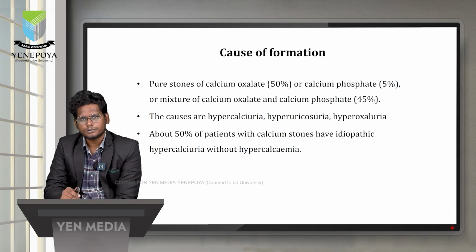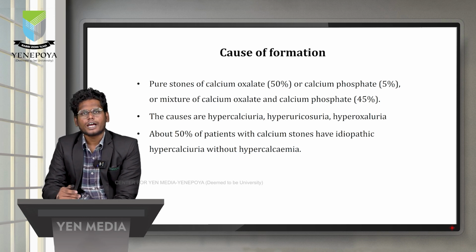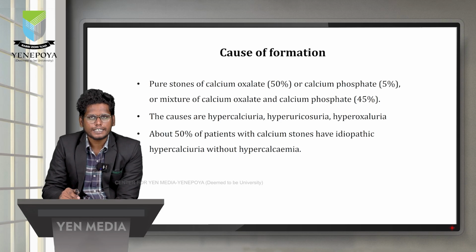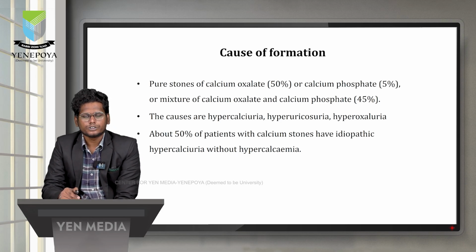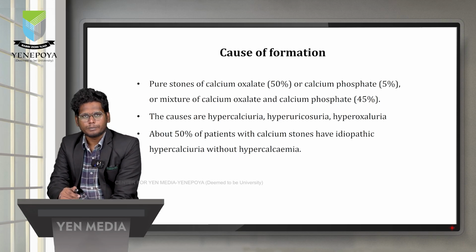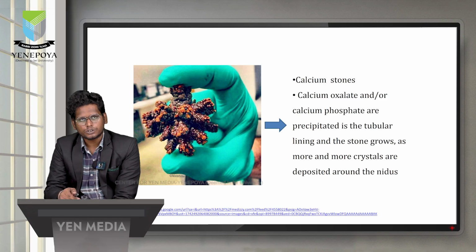So, the causes of calcium stones are hypercalciuria, which is increased excretion of calcium in the urine, hyperuricosuria, which is increased excretion of uric acid in the urine, and hyperoxaluria, which is increased excretion of oxalic acid in the urine. About 50% of patients with calcium stones have idiopathic hypercalciuria without hypercalcemia. So this is how calcium stones look.